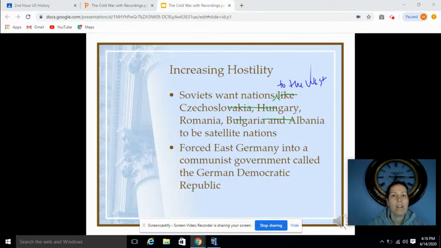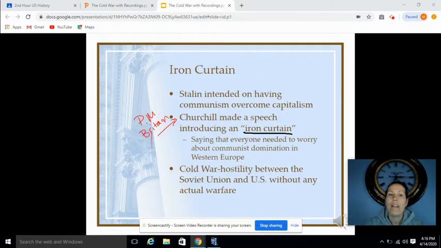And you can see the increasing hostility. Like I said, I have these nations. The Soviets wanted all these surrounding nations like Czechoslovakia, Bulgaria, Albania to become satellite nations. And they forced that red section of the map that you guys saw in East Germany to also become communist. We did not like that, and so Prime Minister Winston Churchill decided that he was going to discuss this, and he talked about an Iron Curtain.